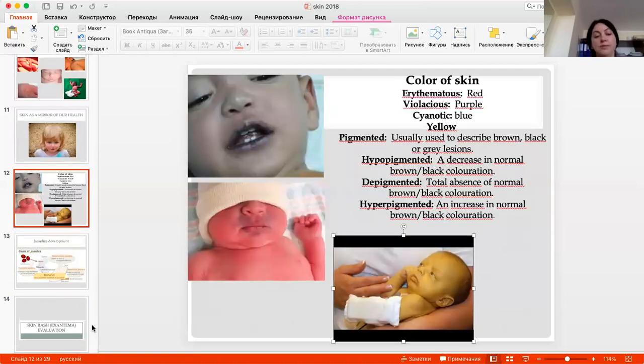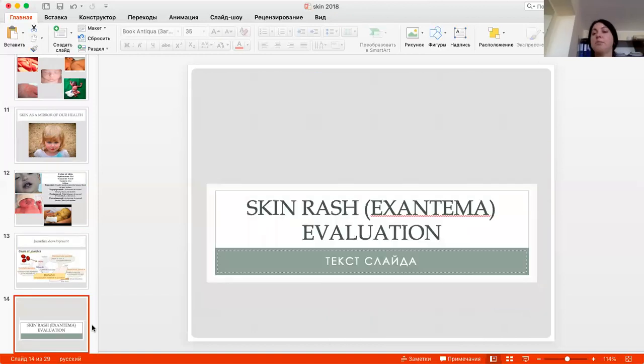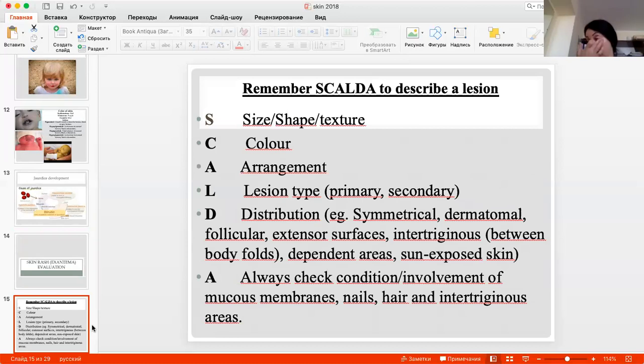Look here. So the next big part of our lecture is about the skin rash. It's one of the most difficult parts of today's topic, because skin rash may be really different in type and in terms of development, and it's not easy to remember different kinds of skin rash. That's why I will show you some rash elements to make you remember how they look. So how do we describe the skin rash? We can use SCALDA as a way to remember how to describe the skin rash.